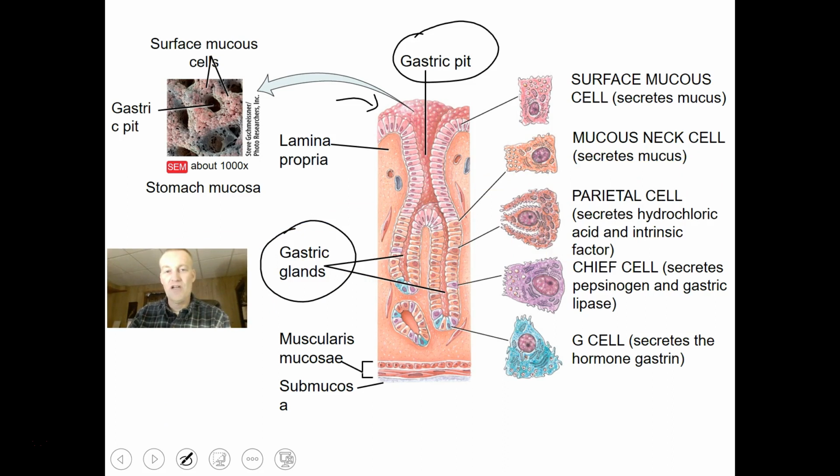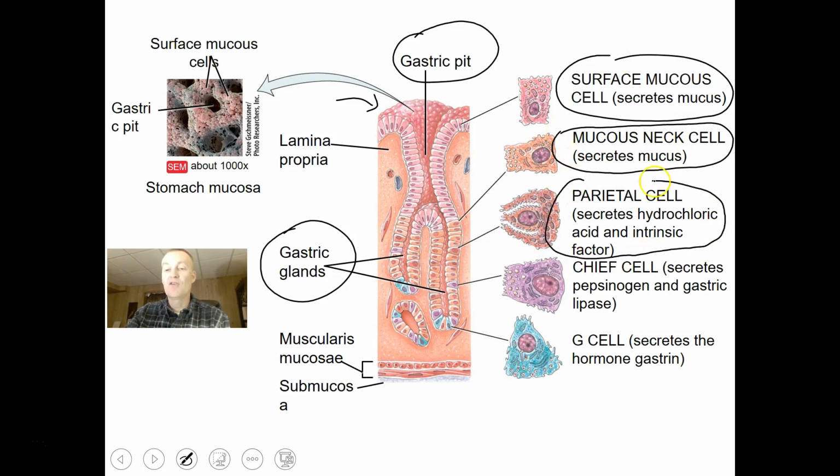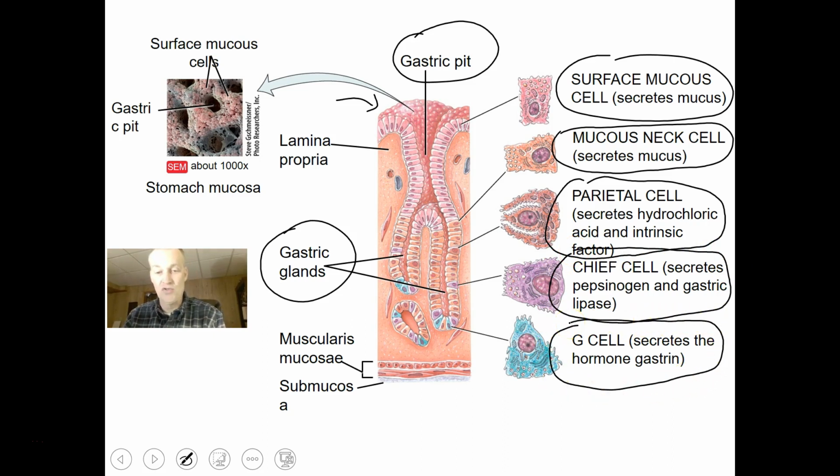Just looking at some of the histology of this, you can see the gastric pit and the gastric gland. We can see that there are mucous cells on the surface, and then mucous neck cells inside of the gastric glands. We have parietal cells, which make and secrete hydrochloric acid and intrinsic factor. We have chief cells, which secrete pepsinogen and gastric lipase. Then we have the G cells that secrete the hormone gastrin into the bloodstream.